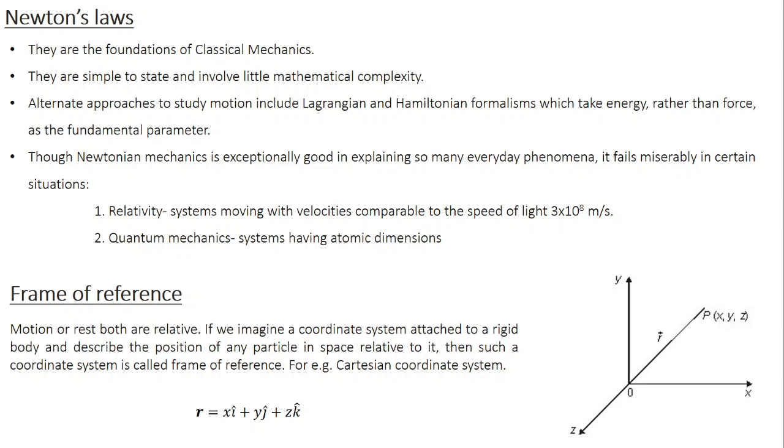Similarly, if you want to study systems whose dimensions are in the order of atomic or subatomic dimensions, once again Newtonian mechanics fails here, and you will need new tools like quantum mechanics. So there are several phenomena in the universe which can be easily explained by Newtonian mechanics, for example, the planetary motion. On the other hand, other phenomena like motion of electrons inside an atom cannot be explained using Newtonian mechanics. But wherever applicable, Newtonian mechanics provides the easiest route to understand the motion happening in a system.